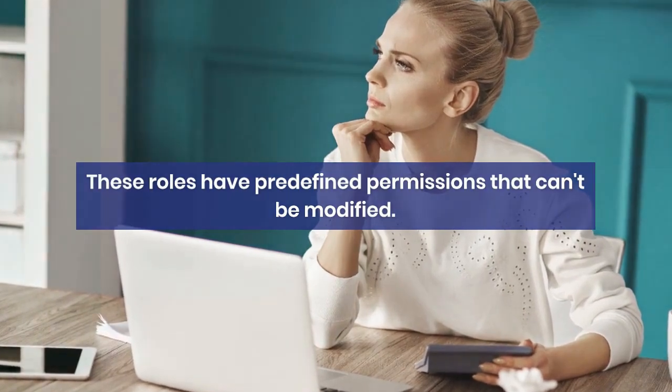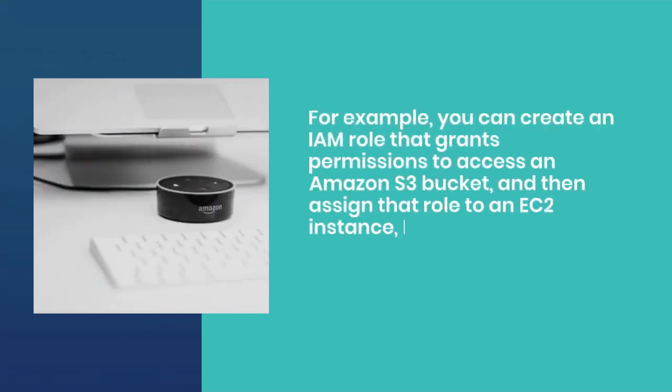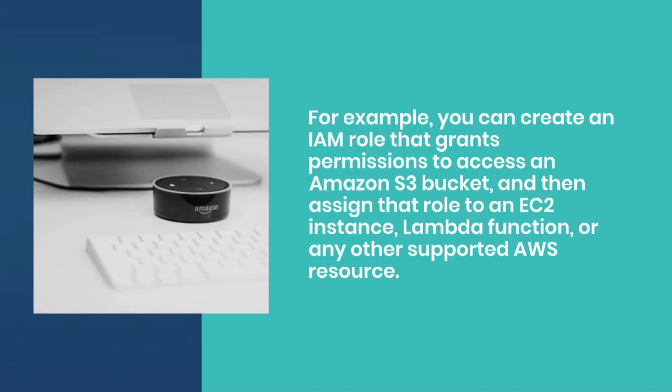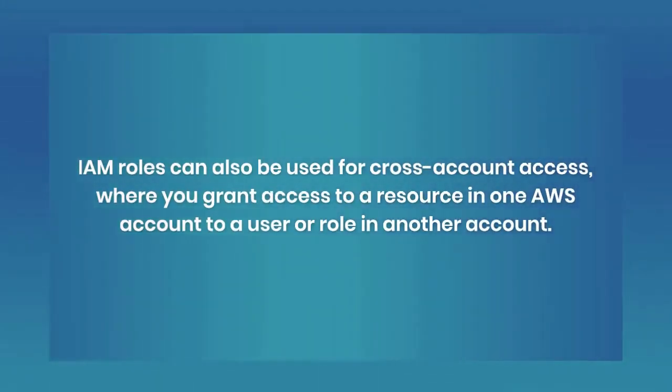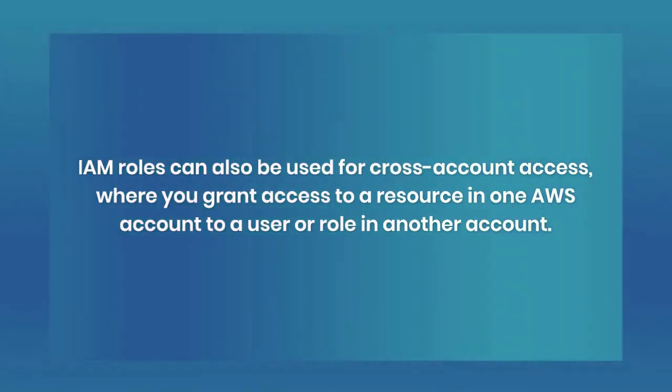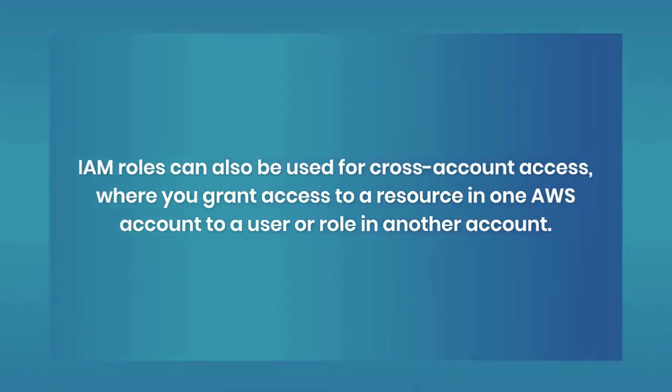IAM roles. These are roles that you create in IAM and can be used by any AWS resource that supports IAM roles. For example, you can create an IAM role that grants permissions to access an Amazon S3 bucket, and then assign that role to an EC2 instance, Lambda function, or any other supported AWS resource. IAM roles can also be used for cross-account access, where you grant access to a resource in one AWS account to a user or role in another account.